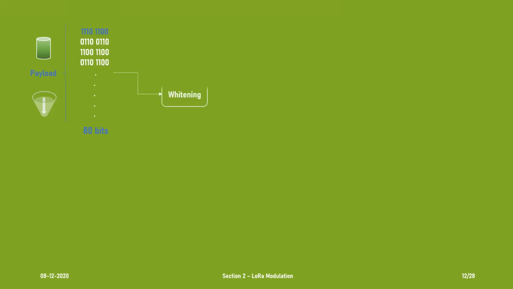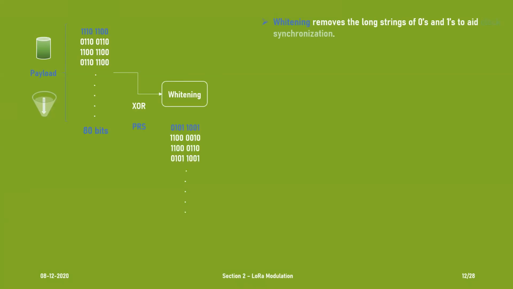The first thing that it goes through is a whitening block. What the whitening block does is that it removes the long strings of zeros and ones to aid clock synchronization. If you're a telco wizard, this statement would have been really easy to understand. What happens at a whitening stage is that your bit sequence is mixed with a pseudo-random sequence. And that essentially removes the long strings of zeros and ones, and that helps the receiver to do the clock synchronization.